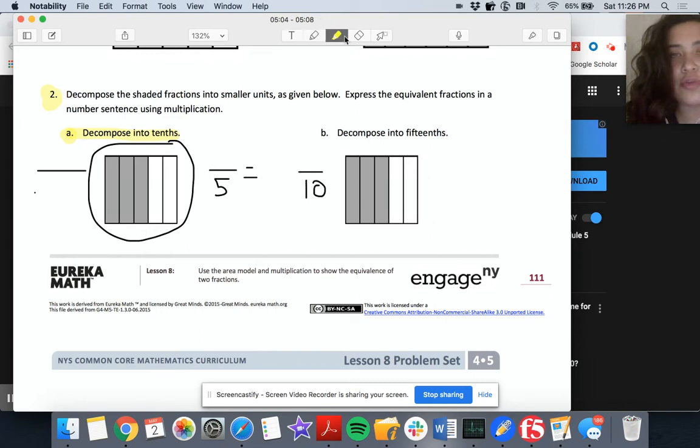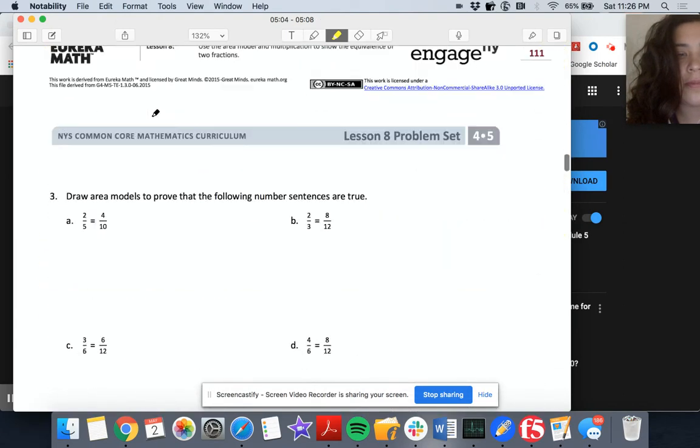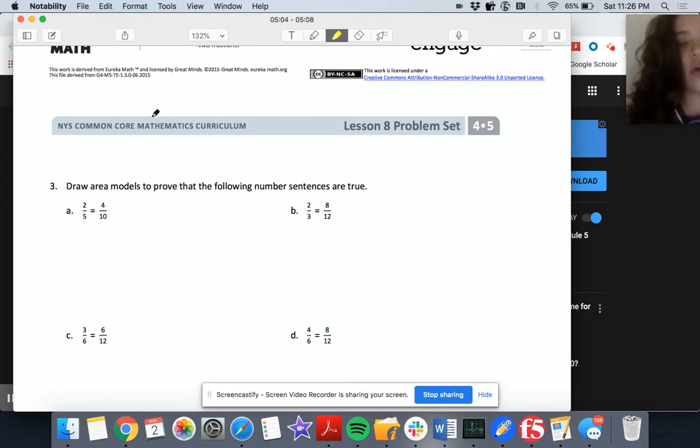And for 2B, how many horizontal lines do you need to draw for those original 5 pieces to turn into 15 pieces? Okay, and go ahead and try to also write a multiplication number sentence, just like we did for 1. Okay, and then let's do one problem under 3 together right now. So 3 asks, draw area models to prove the following number sentences are true.